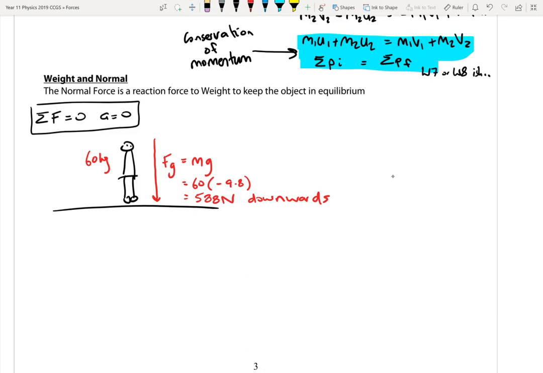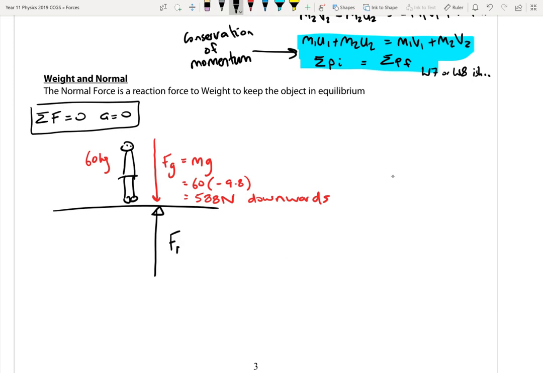So I'm just going to remove the normal force for now and say if that was the only force acting on him, then he would be observed to be accelerating downwards at a rate of 9.8 meters per second squared. He would be in free fall. But he's not. He is at rest. So we know that there has to be some force equal and opposite that acts upwards. And that's the normal force.